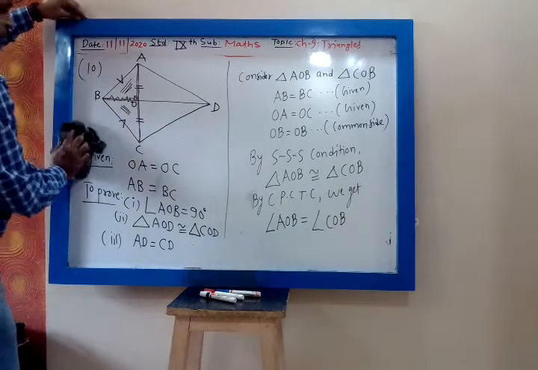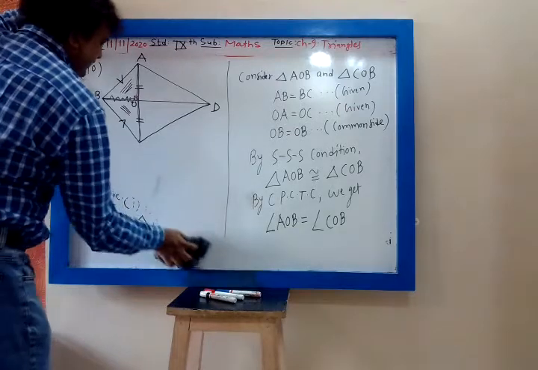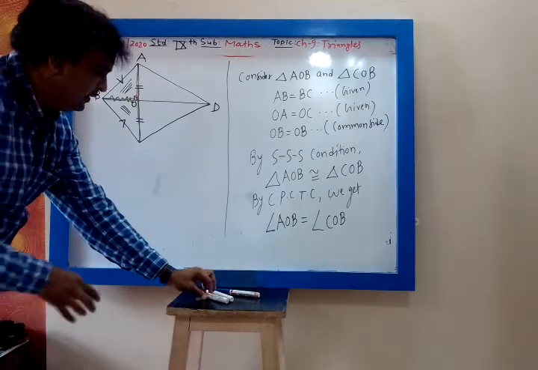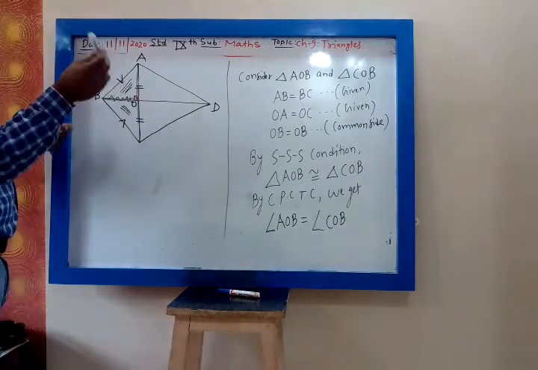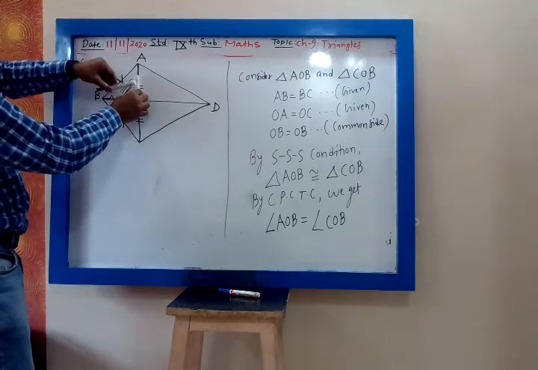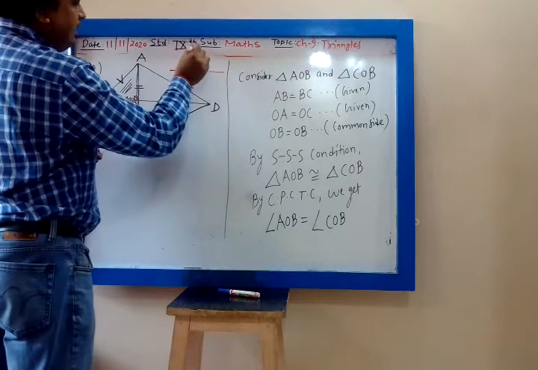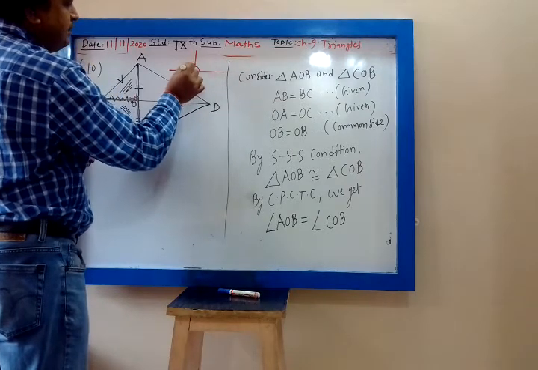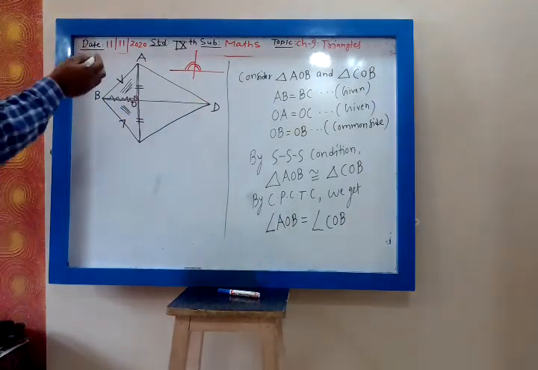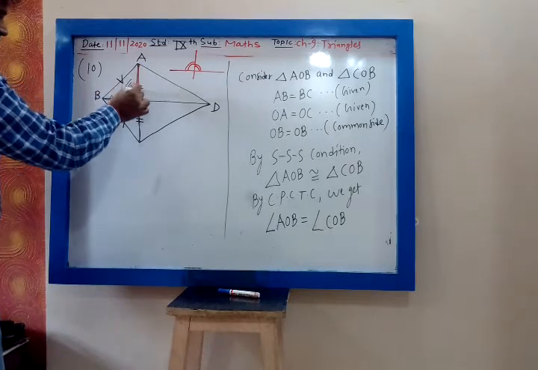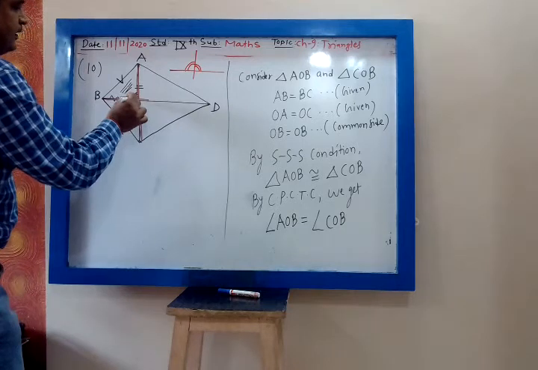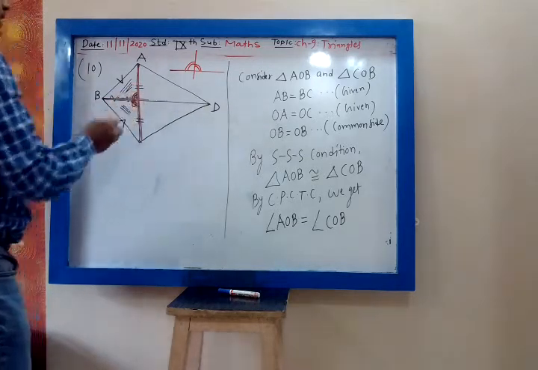First we apply CPCTC. So by CPCTC, these two angles are equal. But you have studied angles in a linear pair. This is the line and this is the line. What is the sum of angles in a linear pair? 180 degrees. So these two are angles in a linear pair, and the sum of these two angles will be 180 degrees.